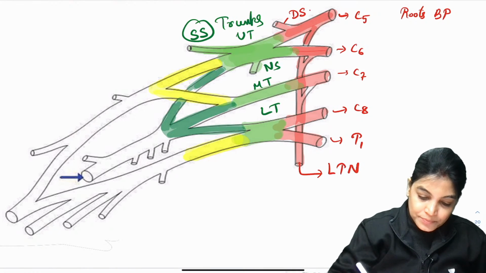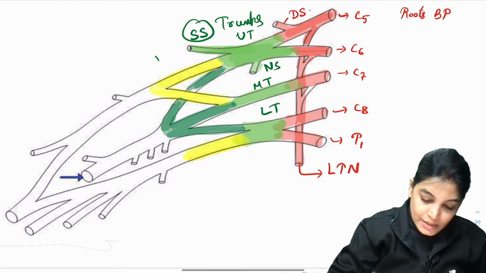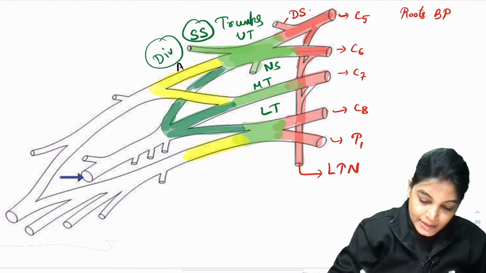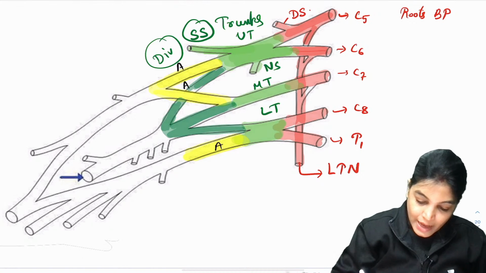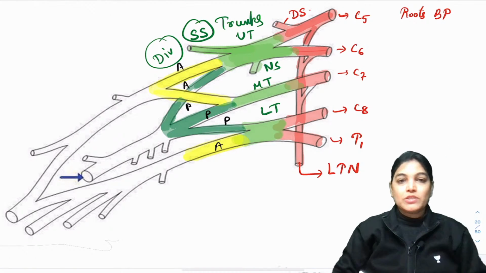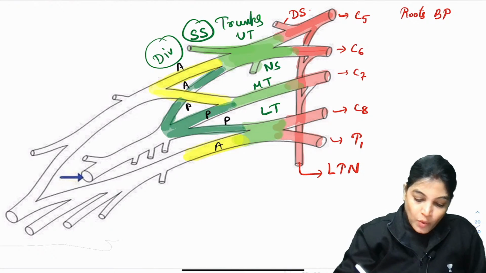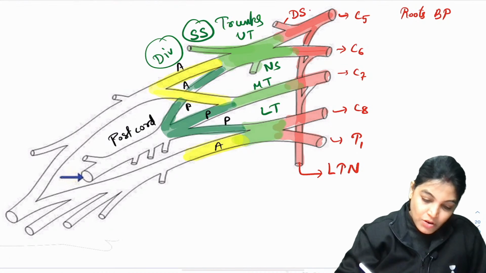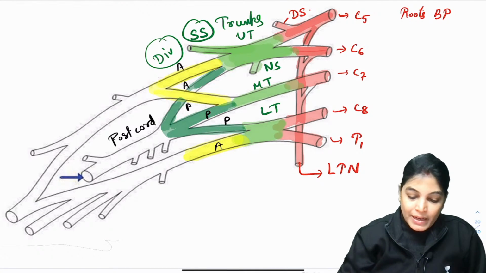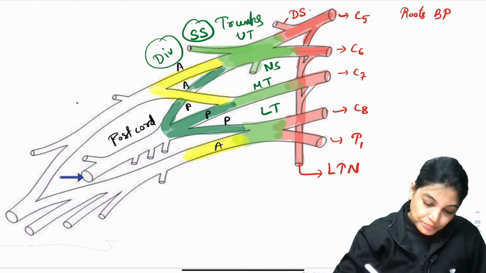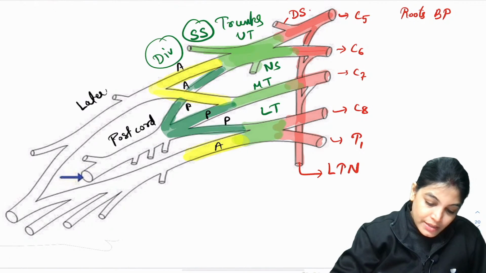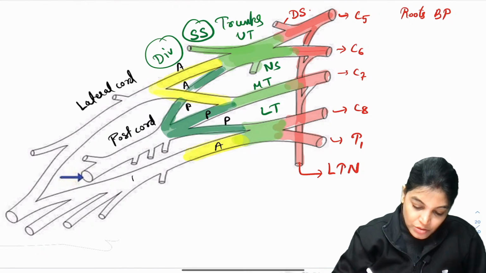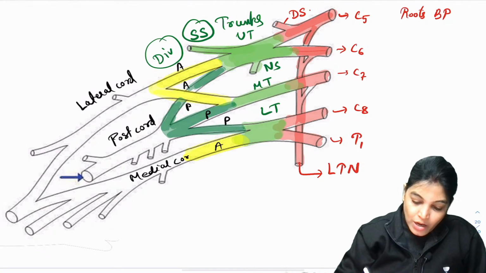Here in this diagram, these are the divisions. This is the anterior division, this is also anterior, and the green color is for the posterior divisions. The posterior divisions all join to form the posterior cord. The anterior divisions of the upper and middle trunk form the lateral cord, and the anterior division of the lower trunk forms the medial cord. So, this is the medial cord. We have got all three cords.